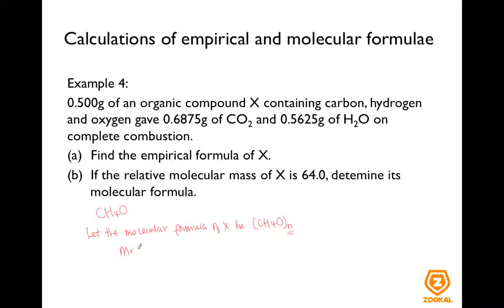So the MR of CH4O N is 64. So that means that CH4O, the total molecular mass of this empirical formula, times N should be 64. So what we need to do is we'll take 12 plus 4 times 1, which is 4 times the atomic mass of H, plus 16 times N is equal to 64. And the sum of what's in the brackets here is actually equal to 32.0. N equals 64.0 divided by 32.0. Therefore, it's very clear here, N is equal to 2.